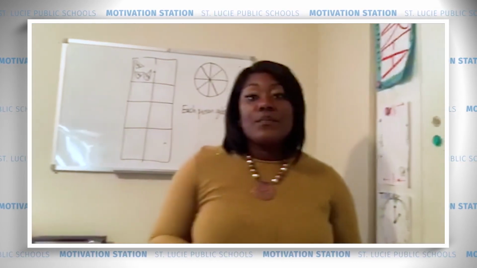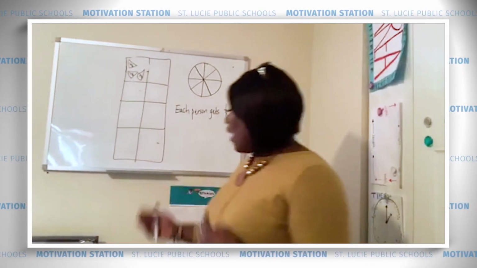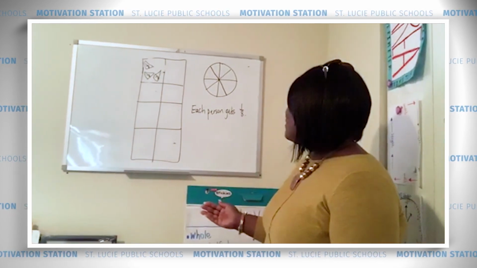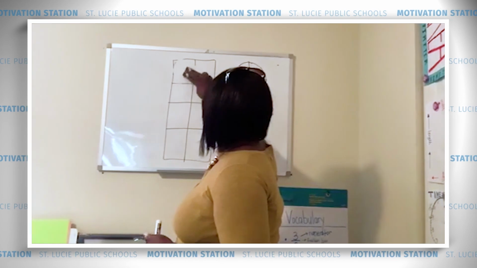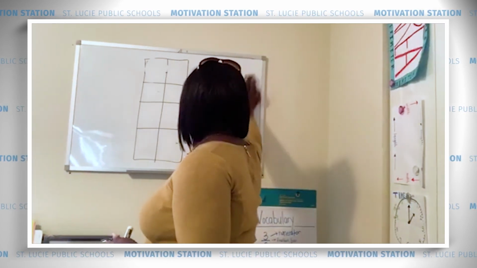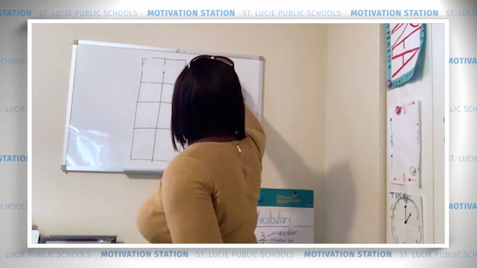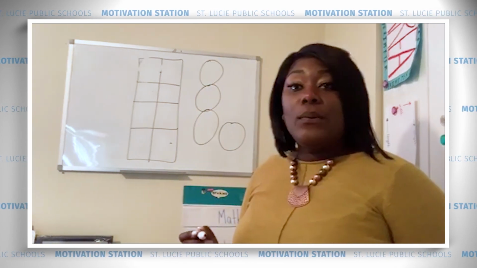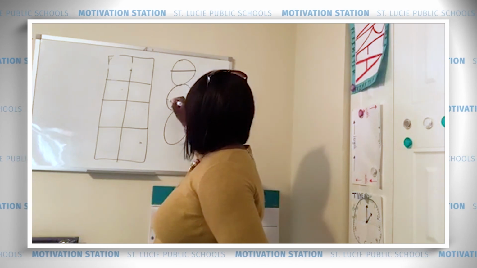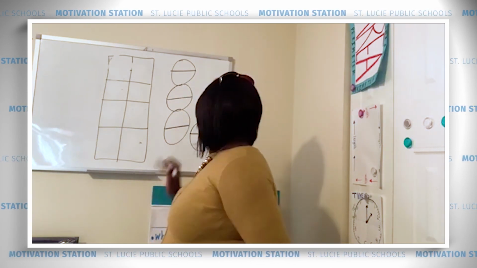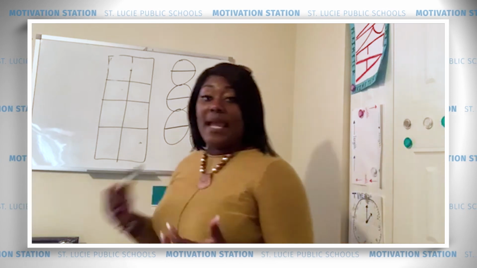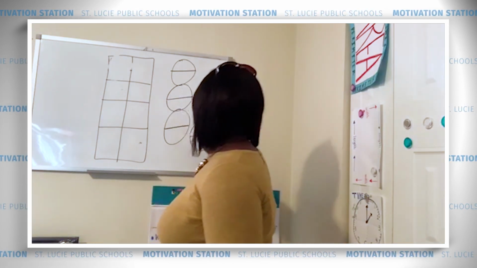Well, what if I have four cookies or six cookies? How do you share four cookies with eight people? Let's take a look at that. How do you share four cookies with eight people? What if I just took each cookie and broke it in half? How many halves do I have? 1, 2, 3, 4, 5, 6, 7, 8.